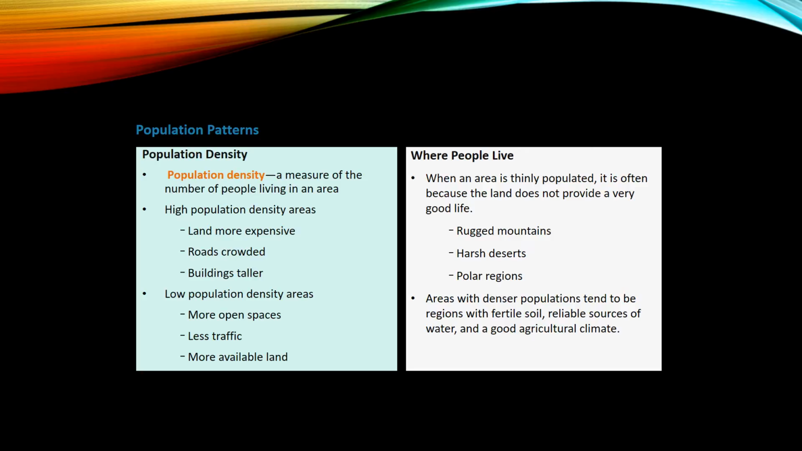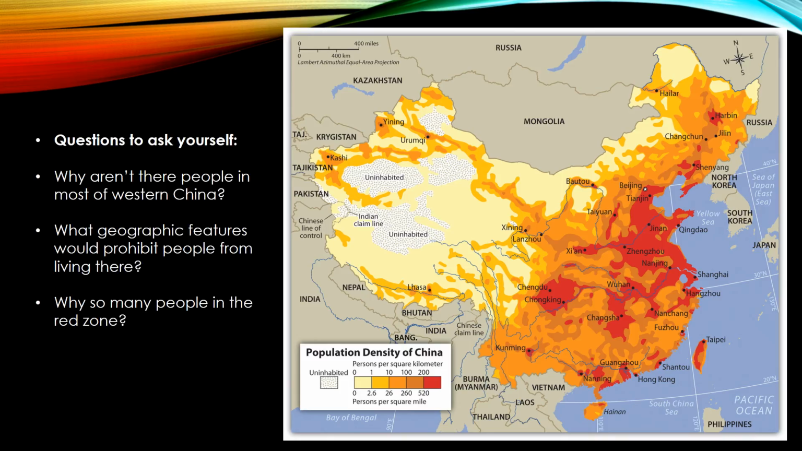So let's look at this next slide here. So questions that you can ask yourself when you're looking at a population density map, such as this of China. You can see that there are not very many people in western China, so it begs the question, what's the geography like there? Can you guess? So what geographic features would prohibit people from living in this particular area in the West? And why are there so many people in the red zone? I think some of that could be answered by looking at the map. So let's look at a physical map compared to the population density on the next slide.